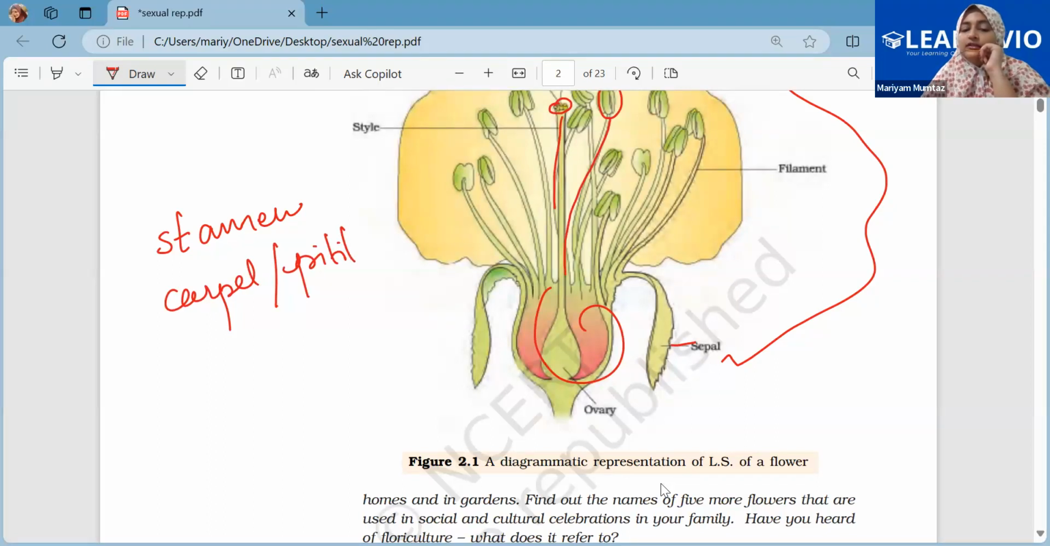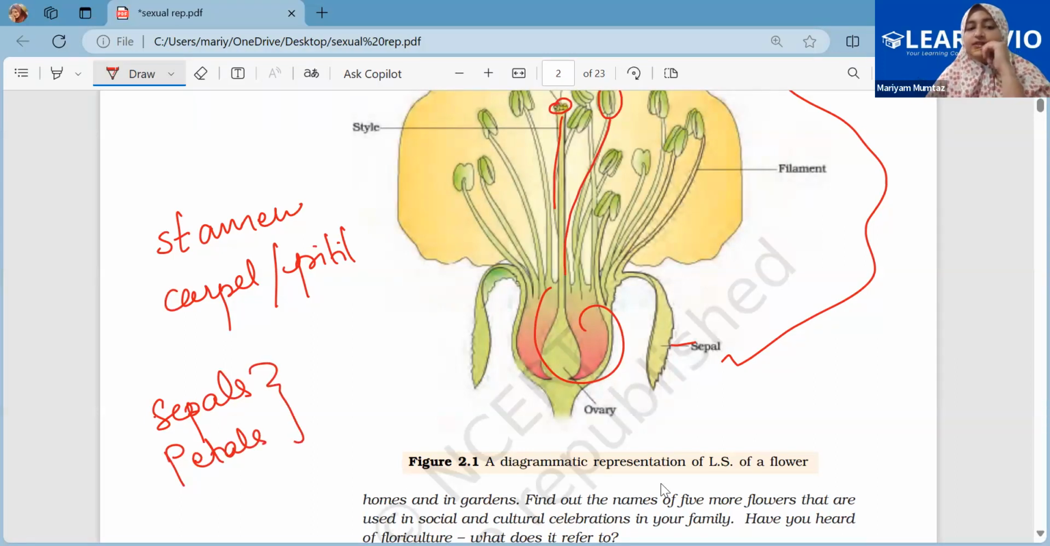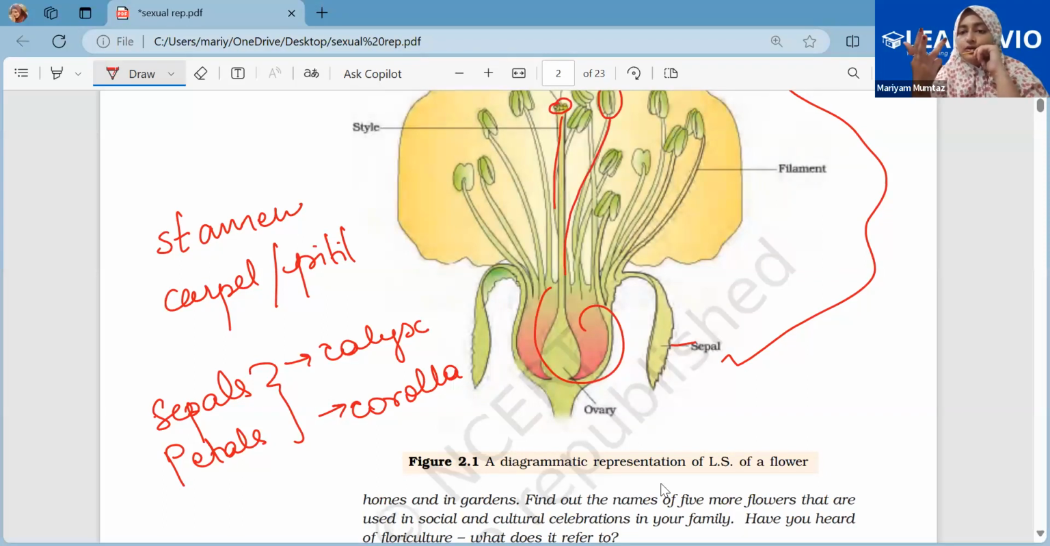Now, talking about the two accessory whorls. So there are sepals and there are petals, right? These are the units. A group of sepals is known as calyx and a group of petals is known as corolla. So in total, we have androecium, gynoecium, calyx and corolla.